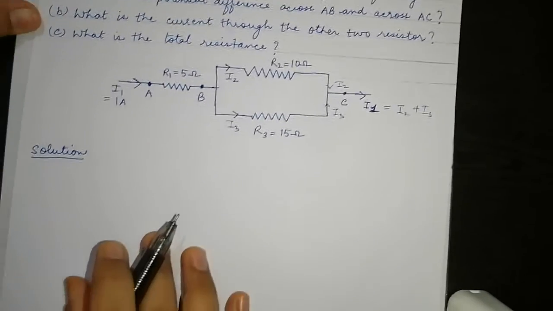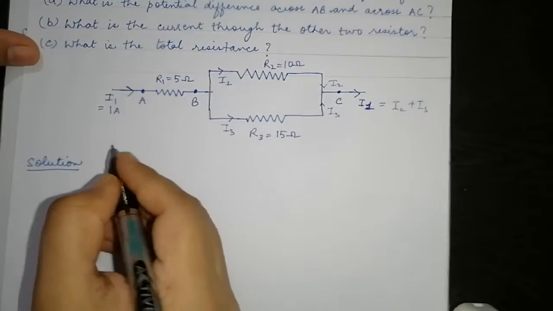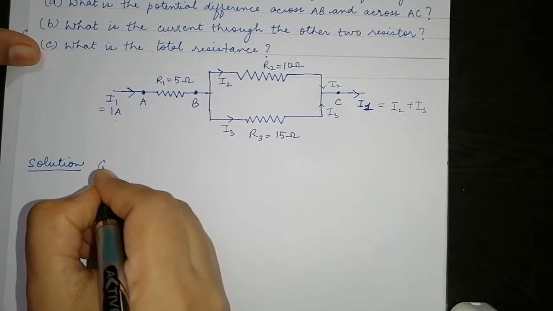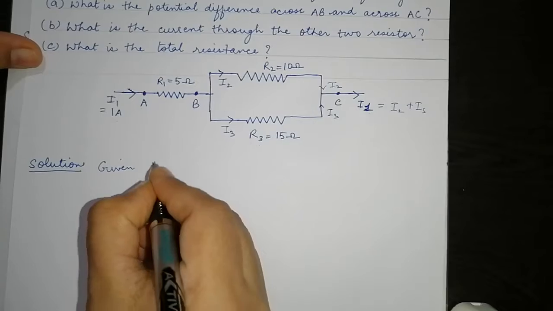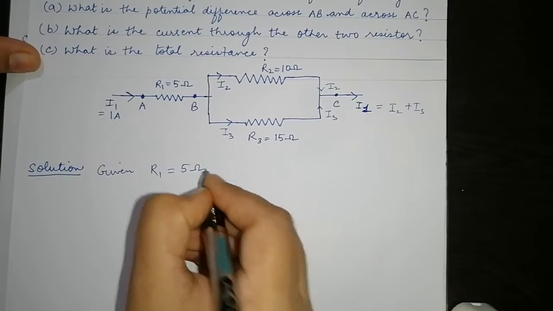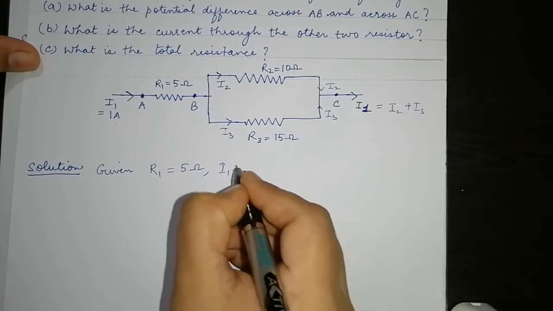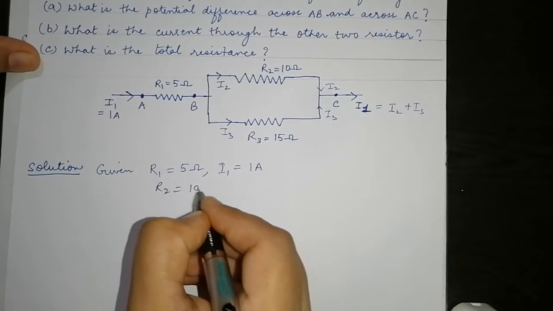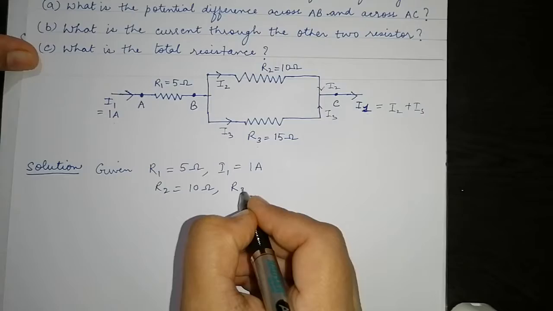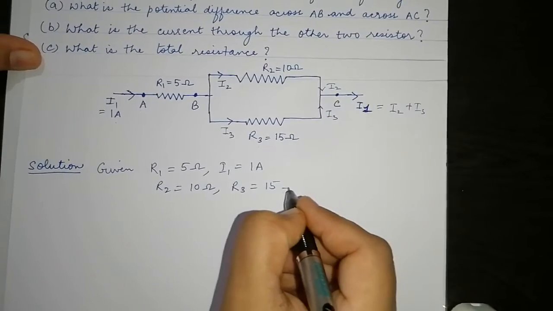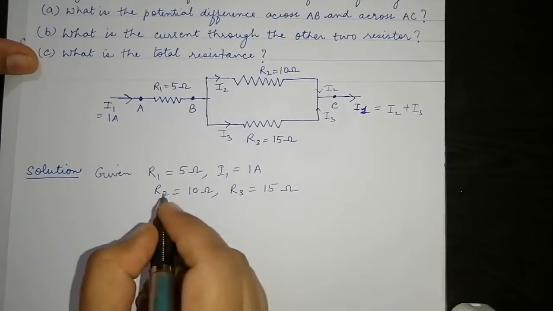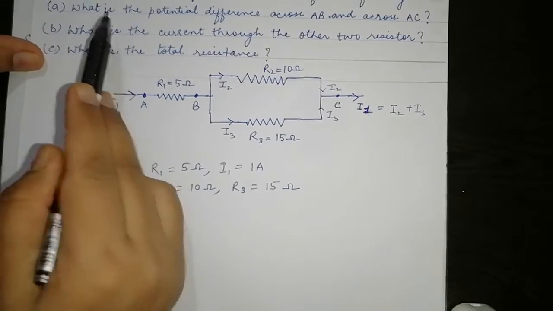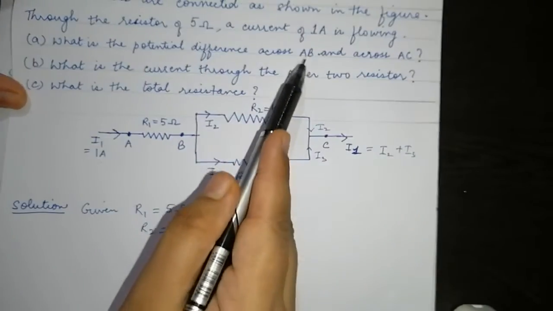Now let us come to the first part of the question. Before that, we will start with what has been given. Here, given R1 is equal to 5 ohm, I1 is equal to 1 ampere, R2 is equal to 10 ohm, R3 is equal to 15 ohm, right? Now we can see here, the first question is, what is the potential difference across AB?